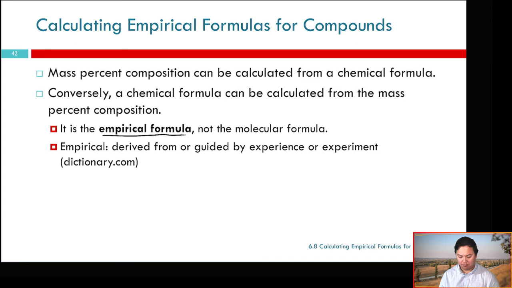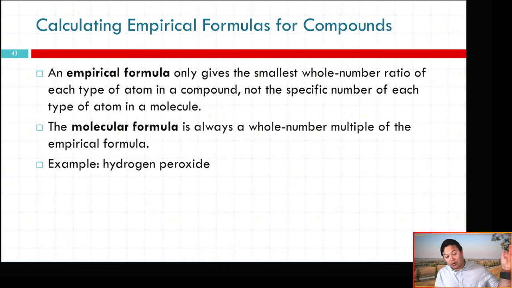Right. So the empirical formula, as we were talking about earlier, gives only the smallest whole number ratio of each type of atom in a compound, not the specific number of each type of atom in a molecule. Sometimes when you calculate an empirical formula, you'll get something like 1.5 or 2.5. And that's one of the ways you can know that it's an empirical formula and not a molecular formula. The molecular formula is always a whole number multiple of the empirical formula, right?